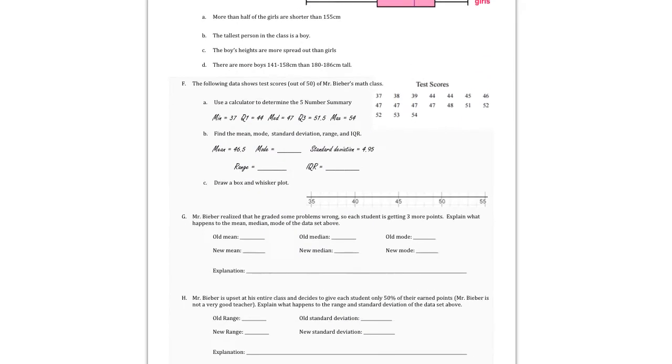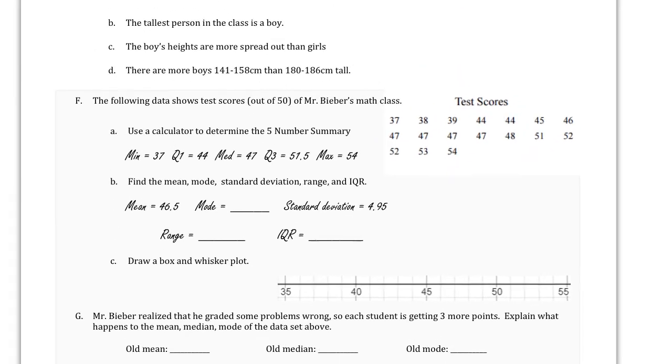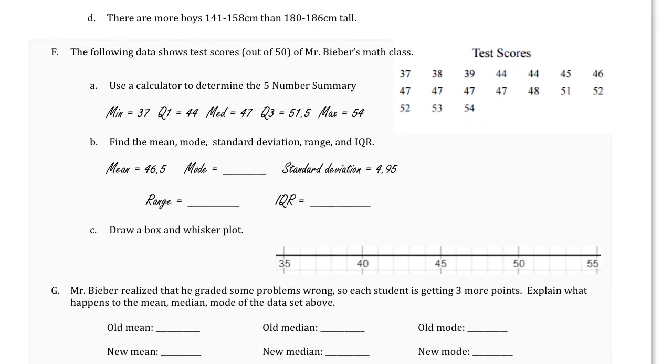So F, G, and H here have to do with these test scores, and they are Mr. Bieber's class. And for the first part here in F, some of these are answered for us. Great. We've found all the information from the 5-number summary that's given to us. Mean, mode, we're missing that. We have standard deviation, range, and IQR. So what I want you to do is pause the video and take just a minute to figure out the mode, the range, the IQR, and draw a quick box and whisker plot.